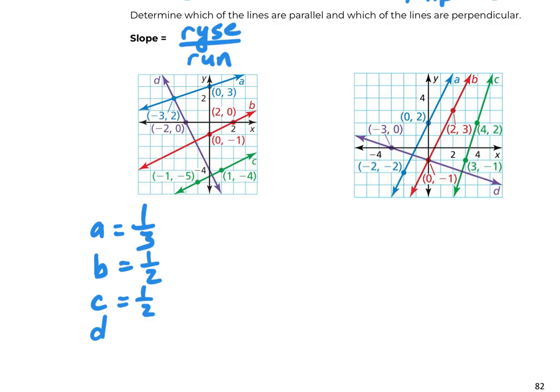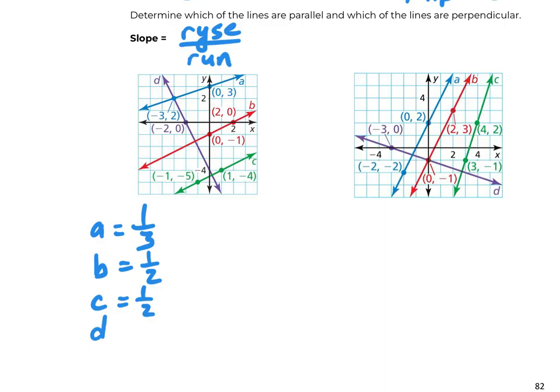And finally, D. The one thing you'll notice about D is that it's going down as it goes to the right. So what does that tell me about my slope immediately? It's got to be negative, right? All of these are moving up as they go to the right. This one's going down, so this is going to have a negative slope. So your answer should be negative here.